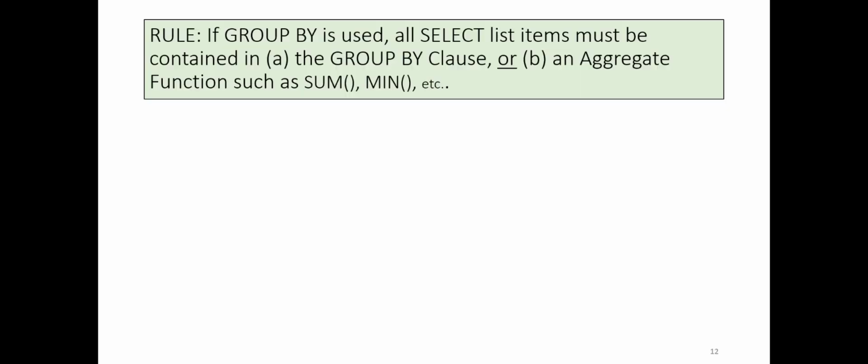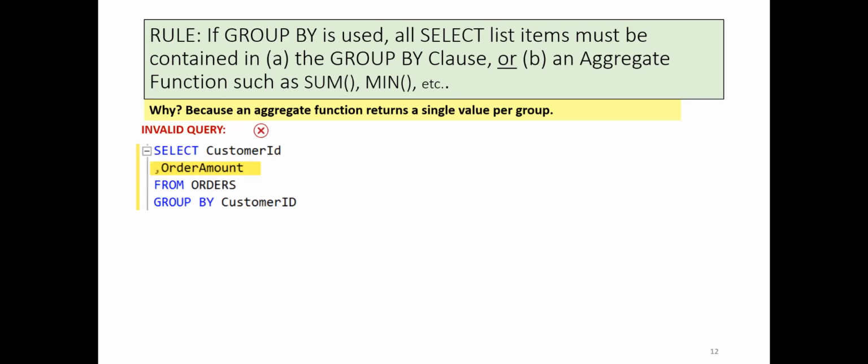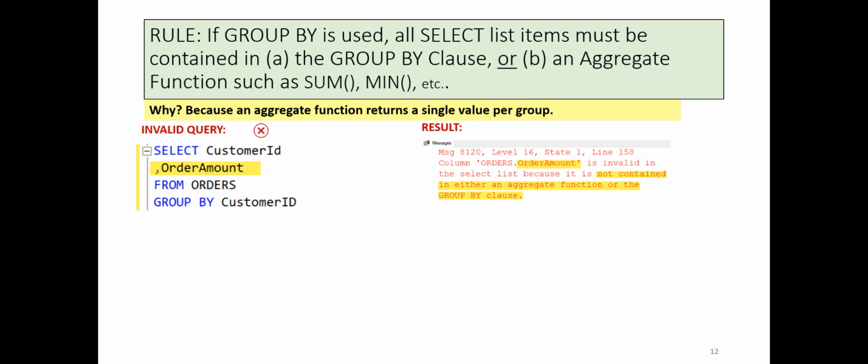One last rule to be aware of. If group by is used, all select list items must be contained in either A, the group by clause, or B, an aggregate function such as sum, min, etc. Why is that? The reason is because an aggregate function returns a single value per group.